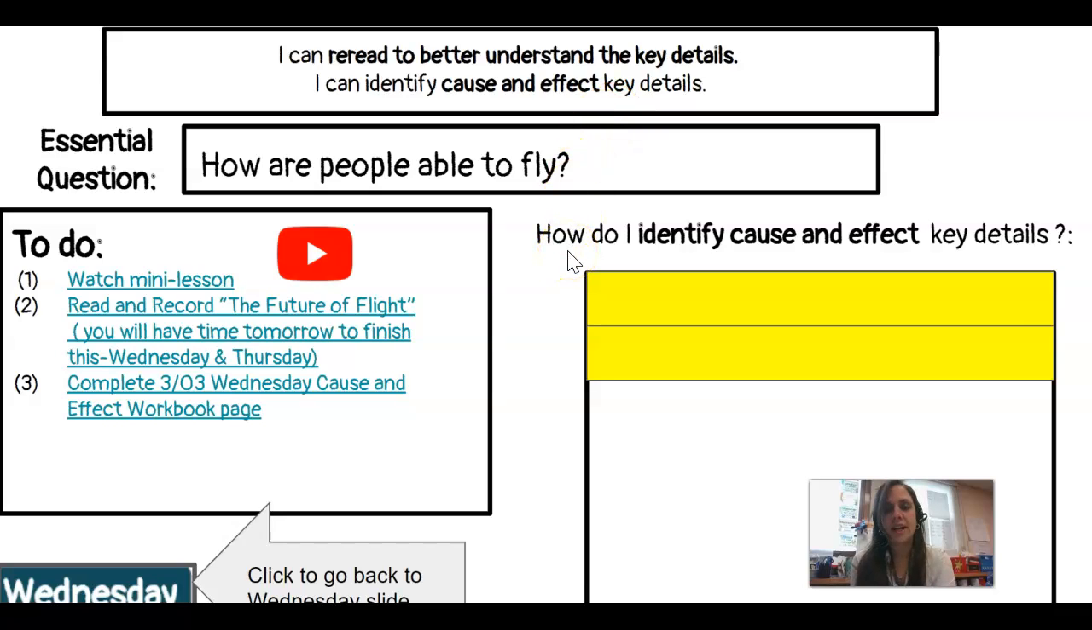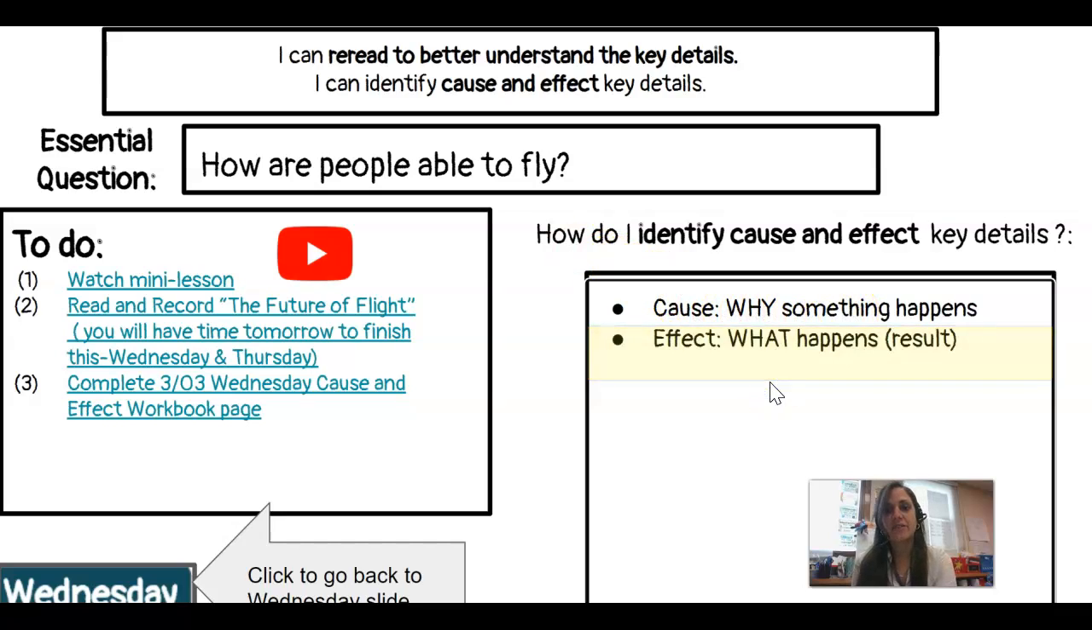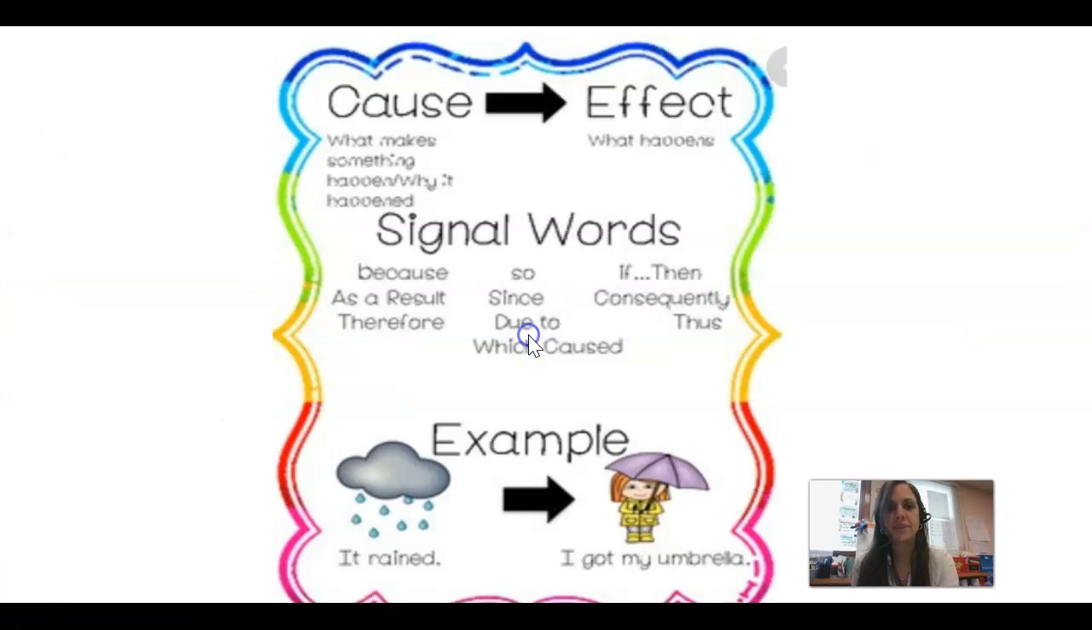So here's a question. How do I identify cause and effect key details? Well, cause is why something happens, and effect is what happens, the result. I like this visual. This helps me to better see cause and effect. So cause, what makes something happen or why it happened. The effect is what happens, that result.